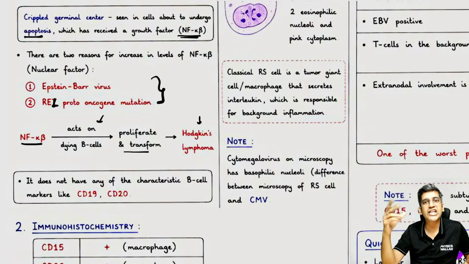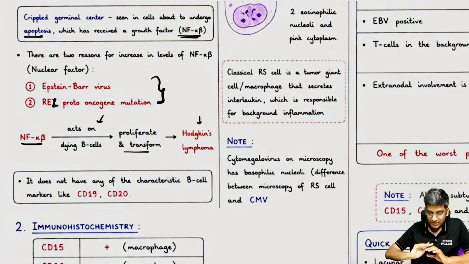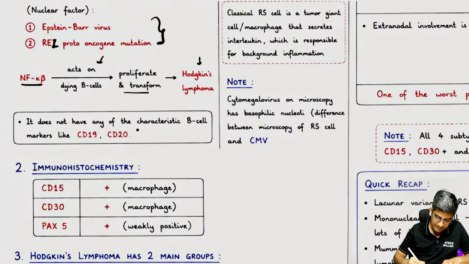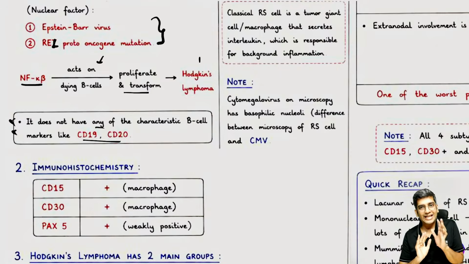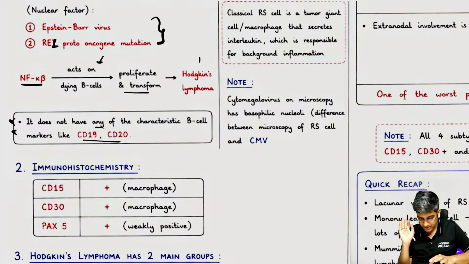Macrophages secrete interleukins. In Langhans giant cells, the epithelioid cells secrete interleukins. This will also secrete interleukins. So it transforms and behaves like a macrophage. Don't write this; this is for understanding. That's why they don't have the classical CD19, CD20 markers of B cells, because it has transformed into an RS cell. It's very, very important.